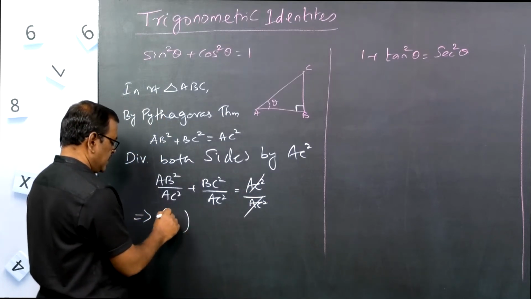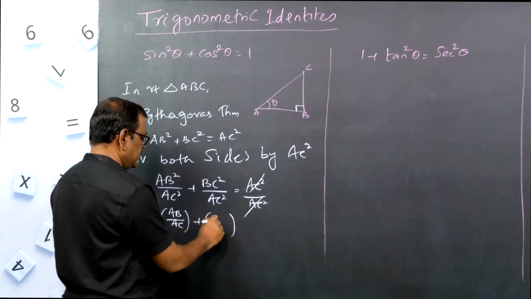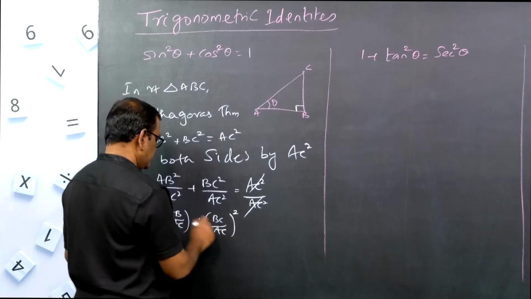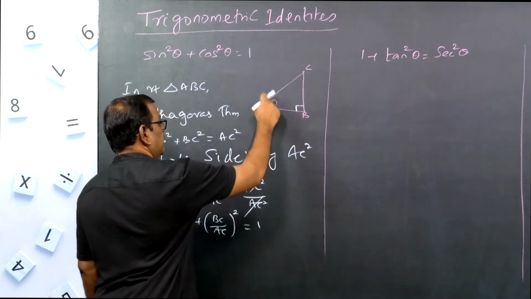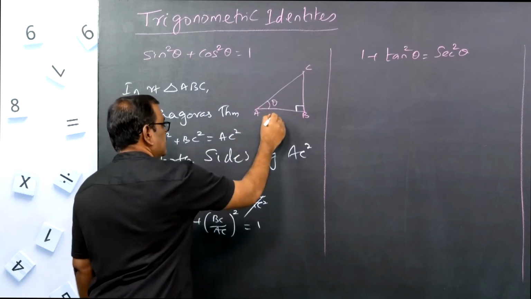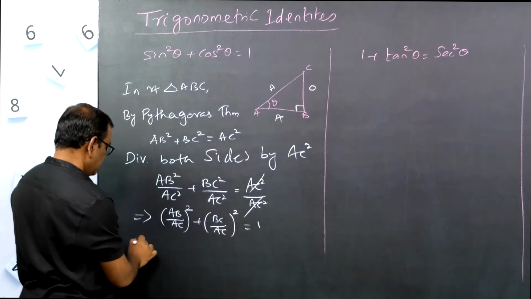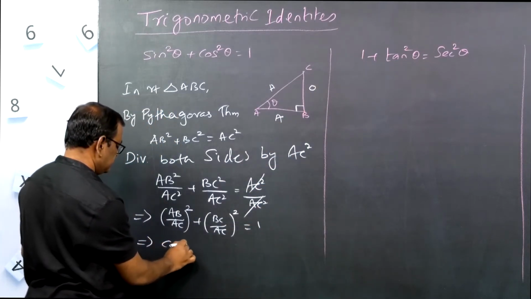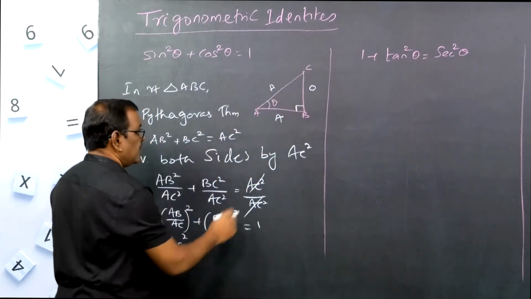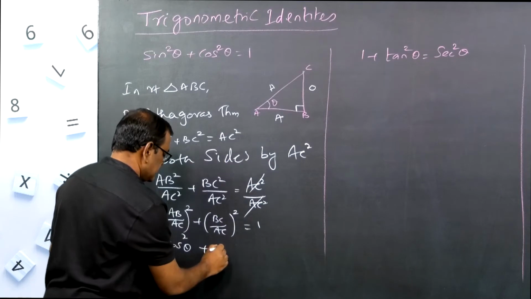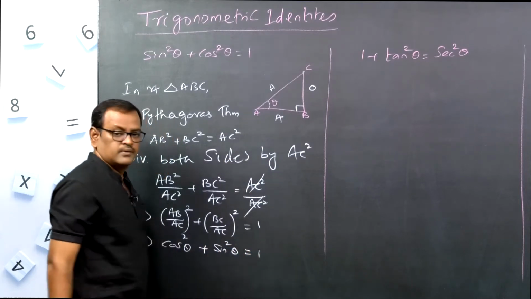This is (AB by AC) whole square plus (BC by AC) whole square equal to 1. AB by AC is adjacent side by hypotenuse. This is the adjacent side, this is the hypotenuse, and this is the opposite side. So this is equal to cos theta the whole square. BC by AC, that is opposite side by hypotenuse, this is sin theta. So cos square theta plus sin square theta equal to 1.